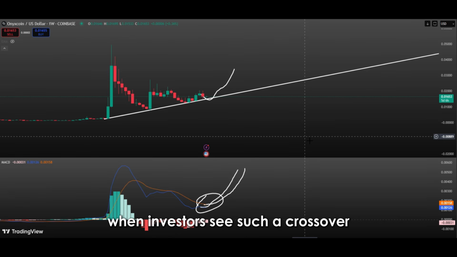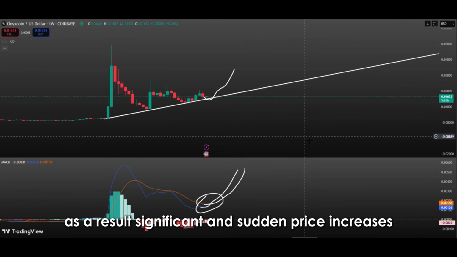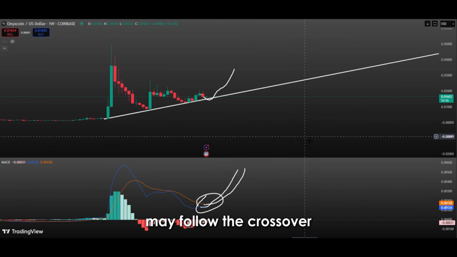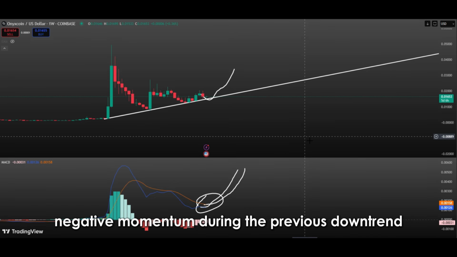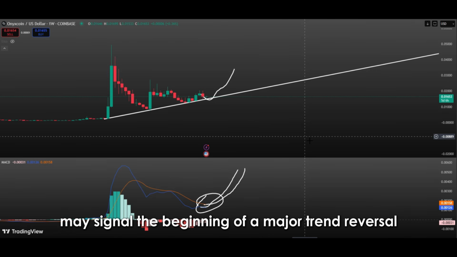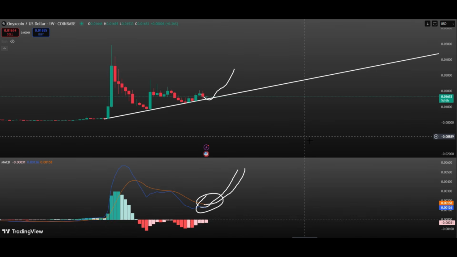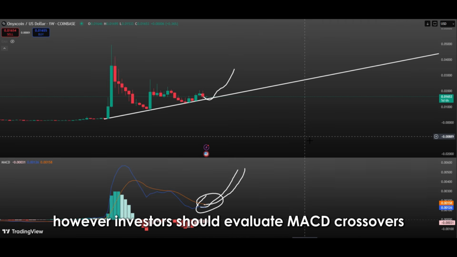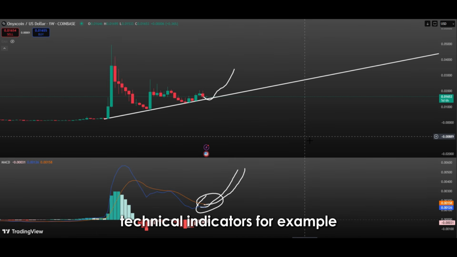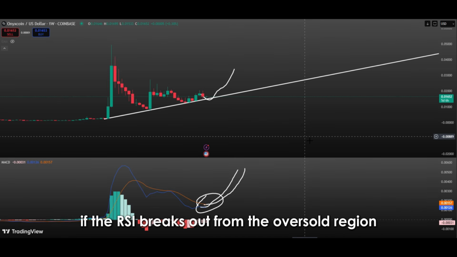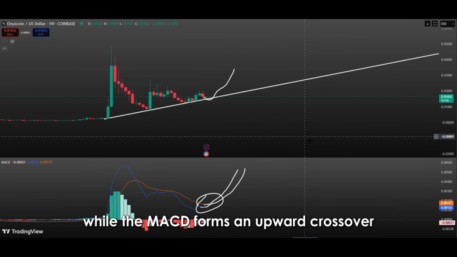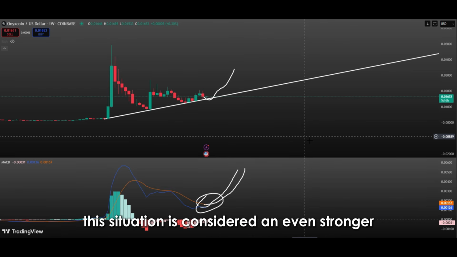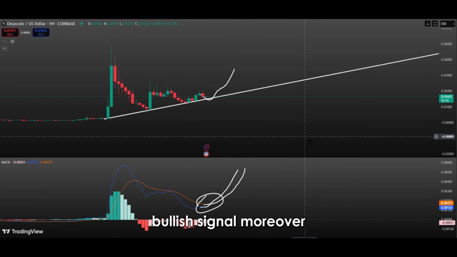When investors see such a crossover, they tend to increase their positions or open new buy positions. As a result, significant and sudden price increases may follow the crossover. Particularly if there has been a prolonged negative momentum during the previous downtrend, an upward crossover may signal the beginning of a major trend reversal. However, investors should evaluate MACD crossovers in conjunction with other technical indicators. For example, if the RSI breaks out from the oversold region, or if the price reacts positively from a support level while the MACD forms an upward crossover, this situation is considered an even stronger bullish signal.